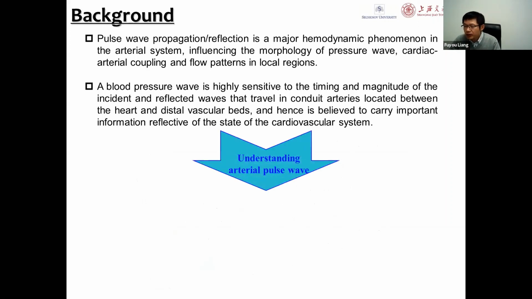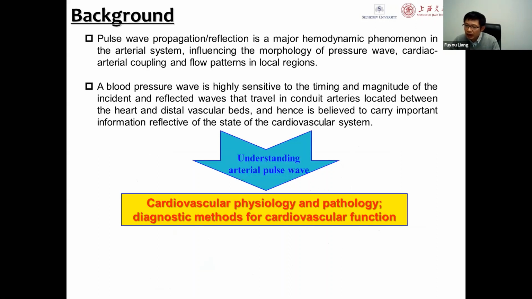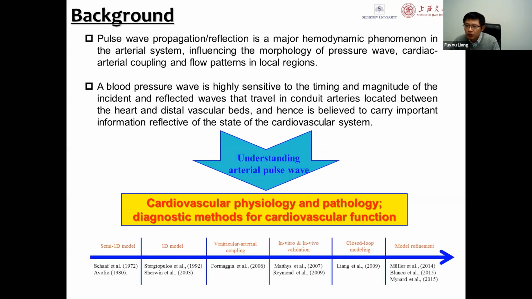So understanding the formation and the change in arterial pressure wave can help us to understand the relationship between cardiovascular physiology and pathology, as well as for developing some diagnostic methods for cardiovascular function. So for this purpose, actually, computational models have been developed since 50 years ago. During these years, a lot of different kinds of models have been developed.